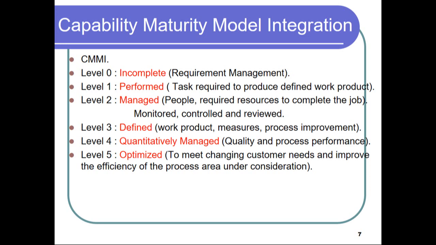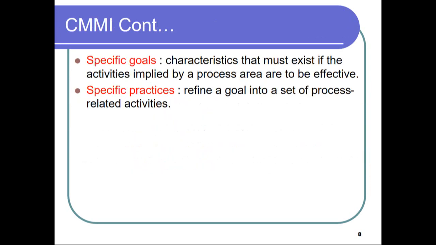The performance and quality of that particular process should be measured. Then, to meet changing customer needs and improve the efficiency of the process area under consideration, optimization is definitely needed. Specific goals are characteristics that must exist if the activities implied by a process area are to be effective. If there is a need, the practice refines a goal and sets up the process with related activities. Up to this, I'll conclude.